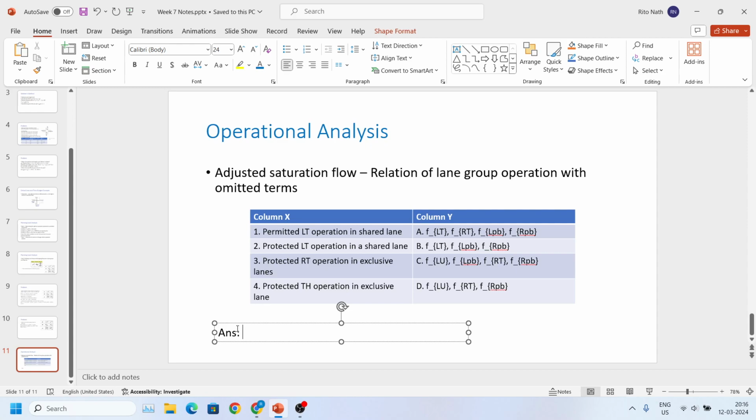So LU is something which is related to lane utilization. LT is related to left turn vehicles. RT is related to the right turn vehicles. LPB is left turn and the pedestrian and bicycle adjustments, and RPB is for right turn. You have these pedestrian and bicycle adjustments. So the first one is, I think, permitted left turn operation in a shared lane. In that case, I think the ones that are omitted are LU, RT, and RPB. So one would be D, I think.